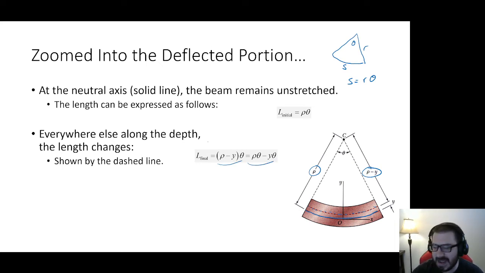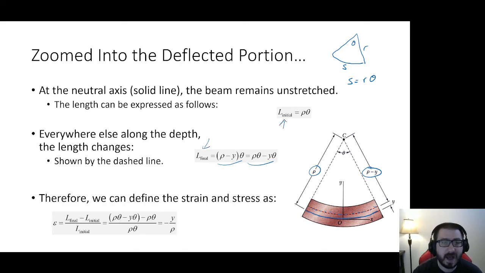And so now I have a final length and an initial length. If I have a final and an initial length, I can define strain as the change in length over the original length: L final minus L initial, divided by L initial. You'll see that the radii of curvature all cancel out, and I'm left with negative y over rho, so that's the strain, and then the stress is just E times the strain. So there's my definition of stress from a compatibility standpoint, looking at the deformation of the structure.